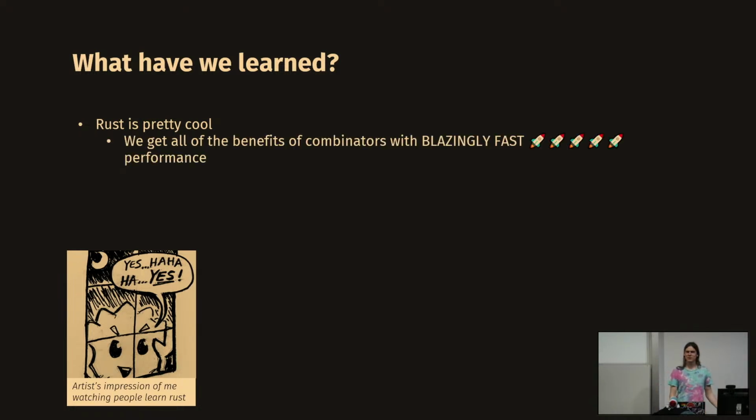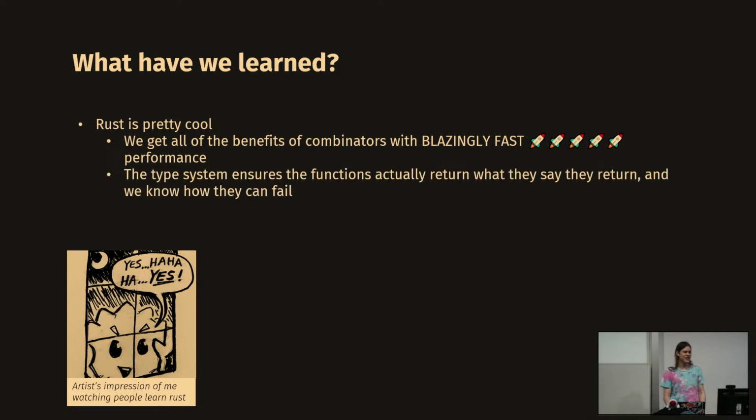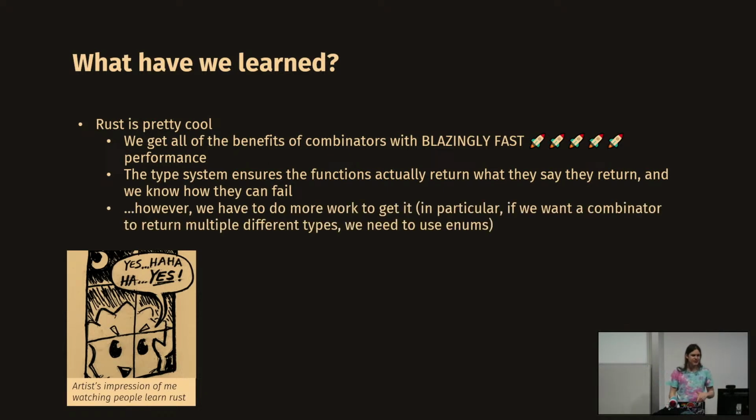We get the benefits of combinators with blazingly fast performance, and the type system gives us a degree of robustness that we didn't get in JavaScript, because we know that if a function says it will return an integer, then it will return an integer, or if it says it returns a result with an integer and an error type, we know the integer that it returns, and we know how it can fail. So it gives us some great robustness. And this is awesome for parsers, because parsers oftentimes have strictly defined requirements on them. But it does mean we have to work within static typing.